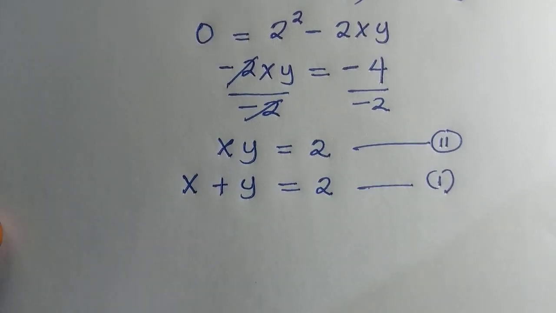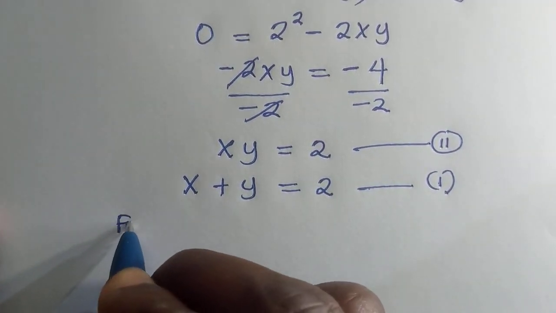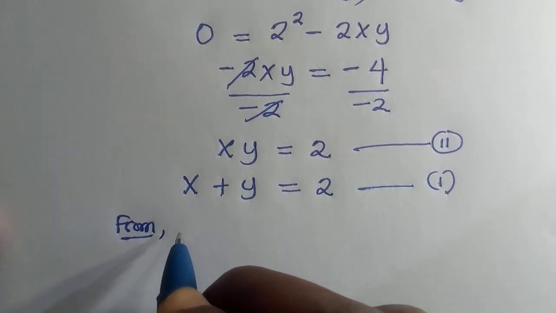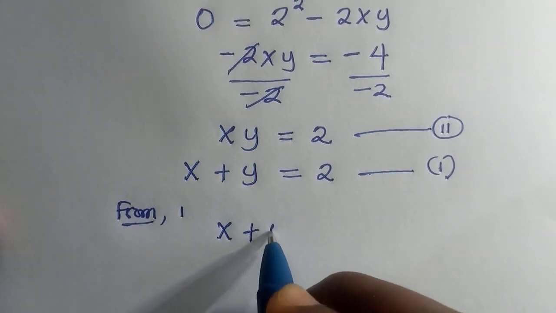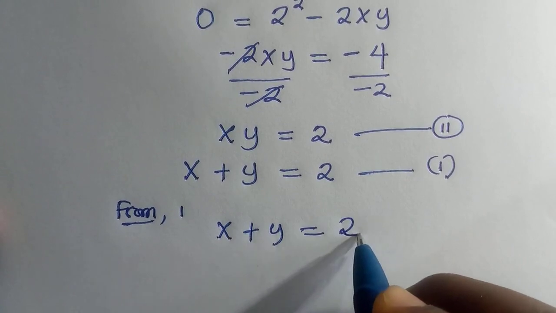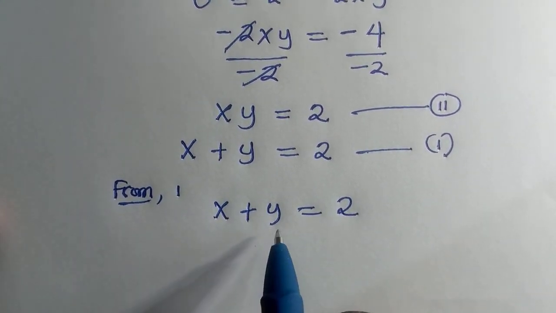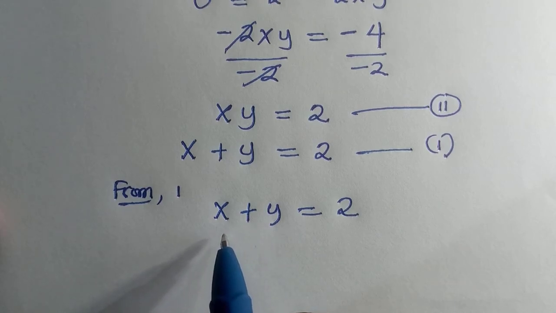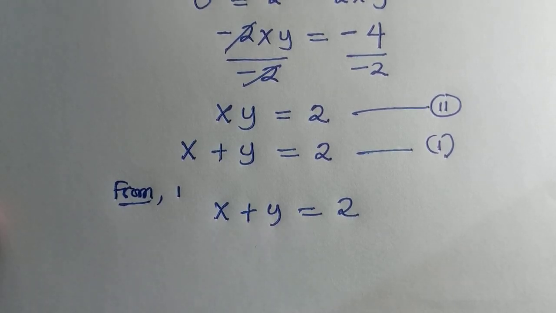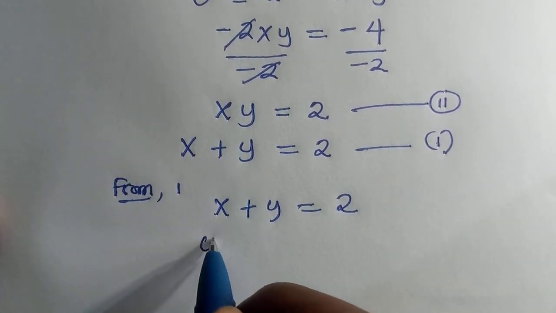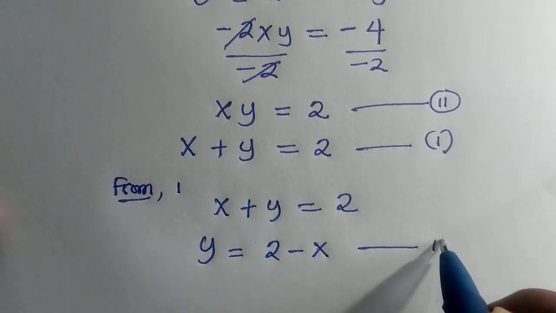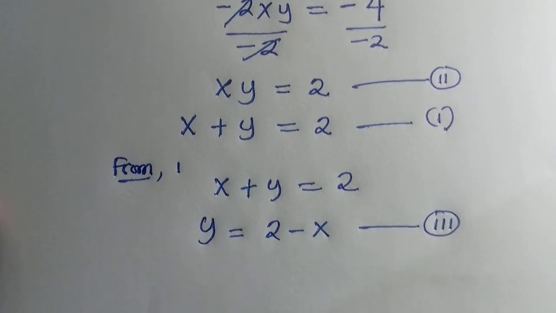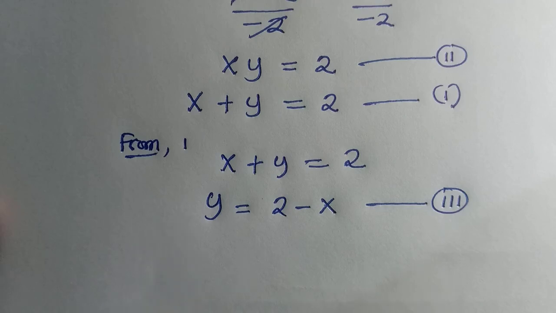So now we can consider from equation 1, which is x plus y equals 2. Suppose I want to get the value of x, I'm going to make y the subject of the formula. Then we have y equals 2 minus x. Here is now our equation 3. Let's try to substitute equation 3 into equation 2.